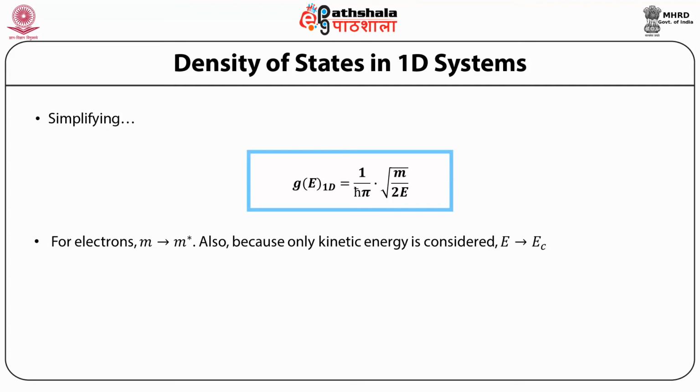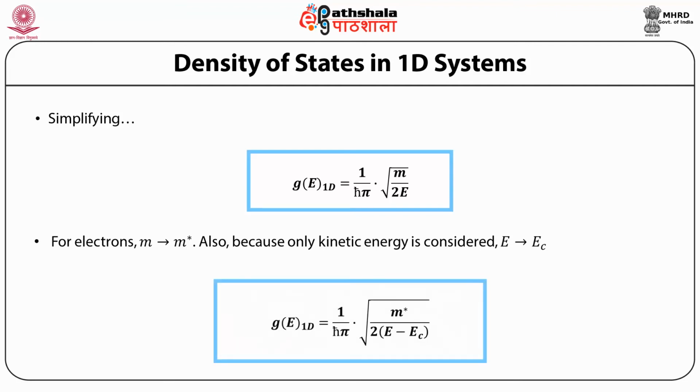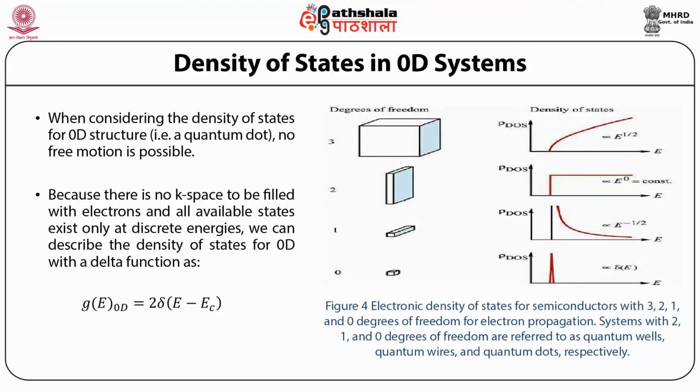Moreover, as only the kinetic energy is being considered, E is tending to EC, so G(E) for one dimension equals 1 by ħπ multiplied by root of m* divided by 2(E minus EC). The density of states for 0D can be expressed by using a delta function, that is G(E) 0D equals 2δ(E minus EC).